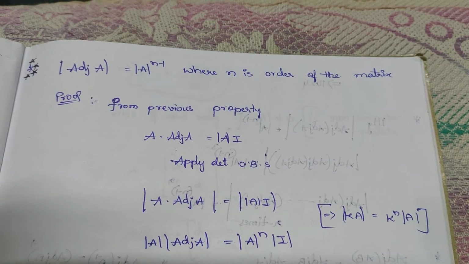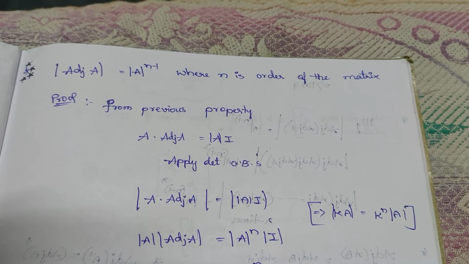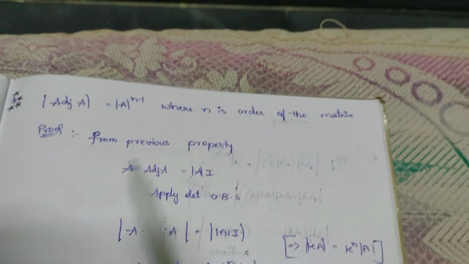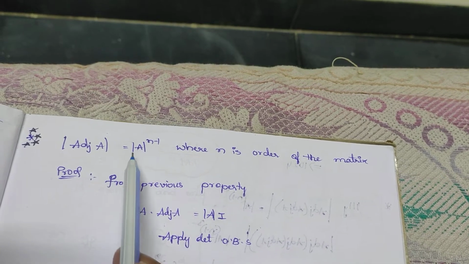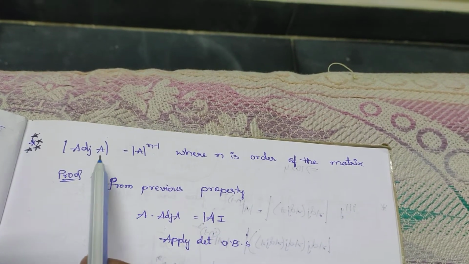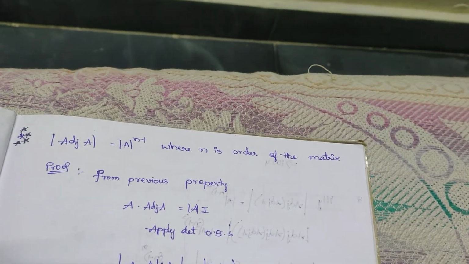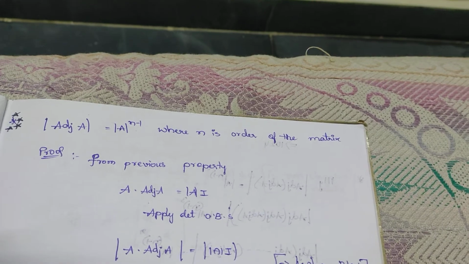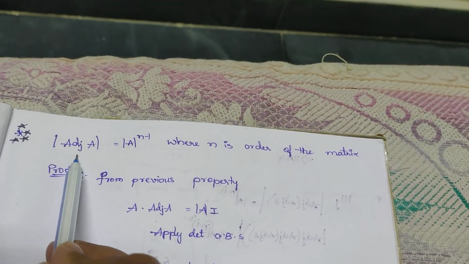Good morning, students. Our next property is based on the adjoint of the matrix. Determinant of adjoint of A is equal to det A whole power n minus 1, where n is the order of the matrix A. Here you understand, whenever they give the matrix A and ask to find the determinant of adjoint of A without finding adjoint of A.